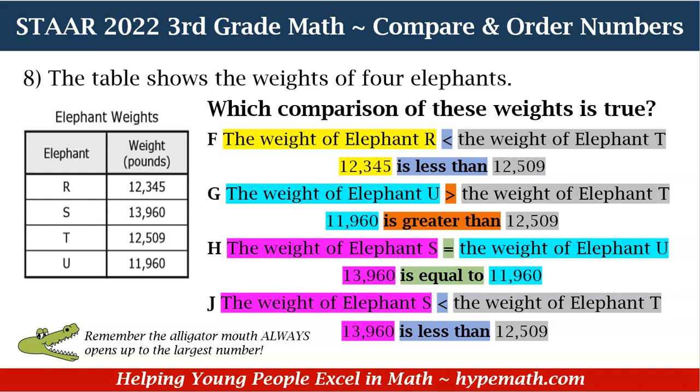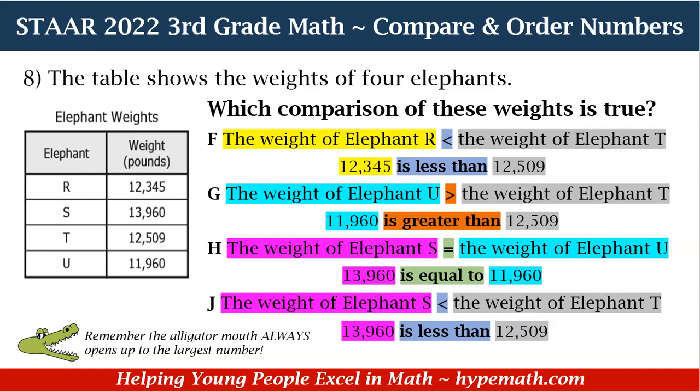So is 12,345 less than 12,509? Let's look at answer choice G. The weight of elephant U is greater than the weight of elephant T. So is 11,960 greater than 12,509?